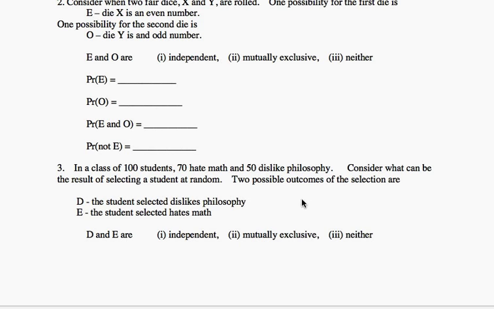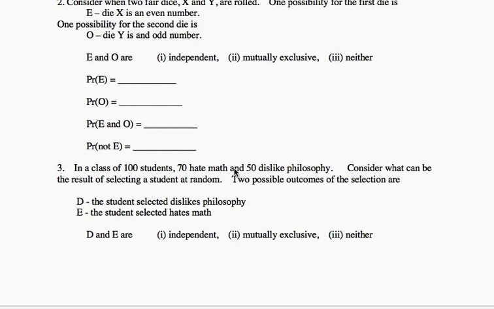You got 2 possible outcomes. Either D, the student dislikes philosophy, D for dislikes, or E, the student hates math. D and E, are they 1, 2, or 3? Well, first off, let's do mutually exclusive. That's the easiest one. Mutually exclusive says if one occurs, the other one cannot occur. In Venn diagrammatic terms, that means if you drew the circles for D and E, there would be no overlap between them. They'd be separate circles.